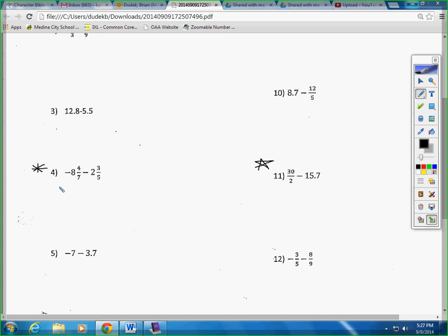So here we go. I want to talk about number 4 and number 11. We'll start with number 4. Right now, we really want to subtract these two mixed numbers. But we know, since they both have fractional parts and they don't have common denominators, our first step is probably going to be, hey, let's find a common denominator. If you're wondering what that common denominator might be, I'm going to guess it's 35, because 5 and 7 both go into 35.